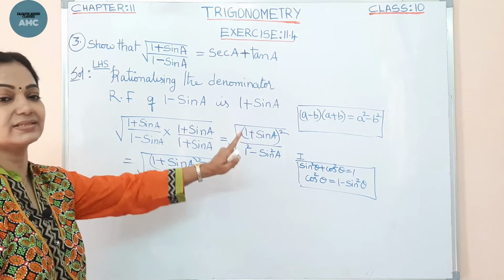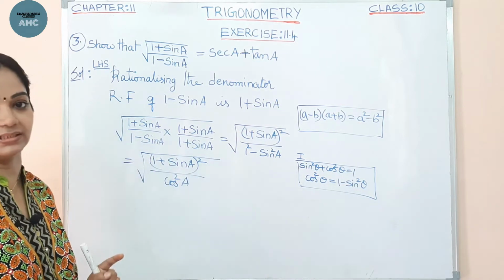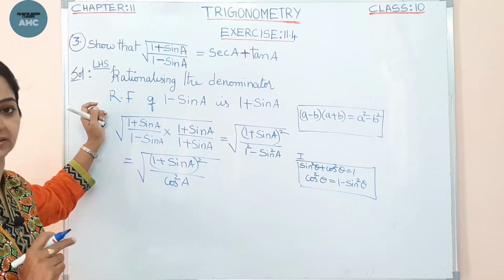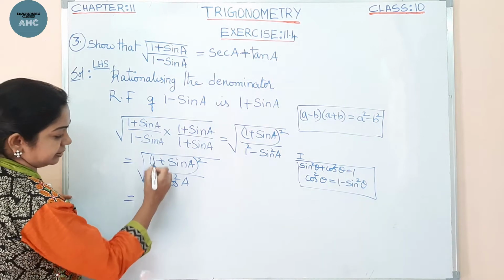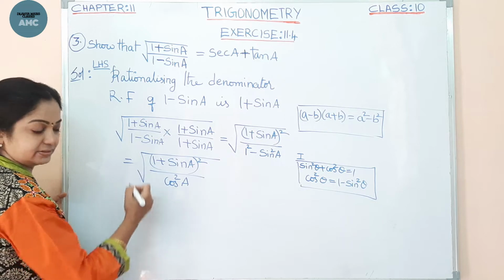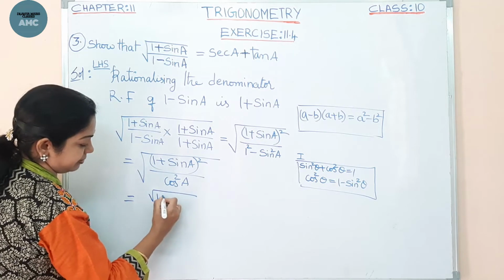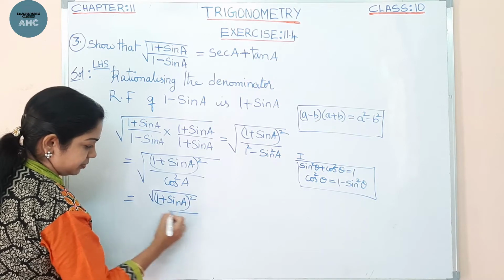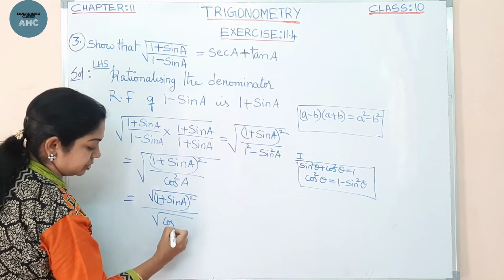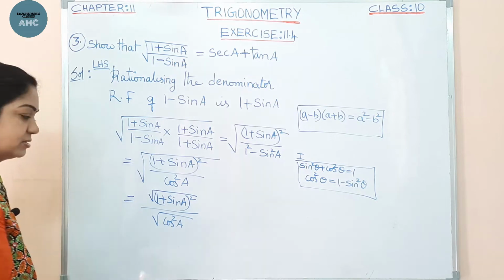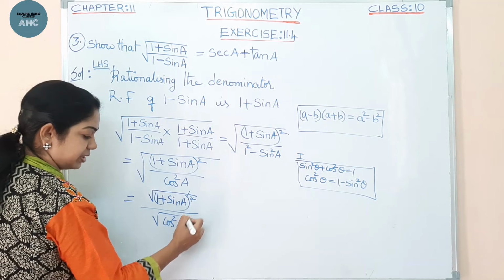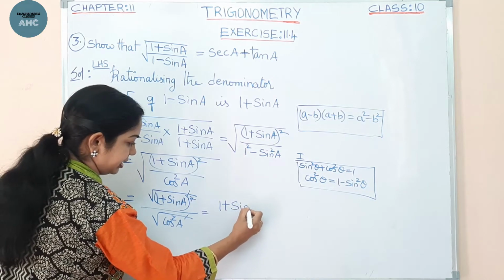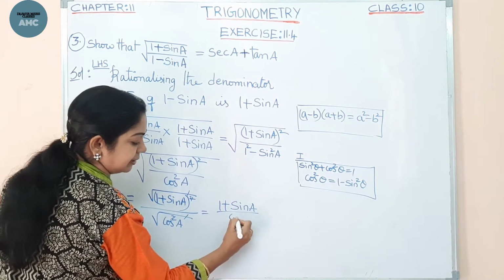Now, throughout the exercise, we will be using the identities. This is an important exercise wherein you get questions for the examination for 4 marks. Here, if you split the square root, so square root of 1 plus sine A whole square by under root cos square A. Now, you can cancel off the square root and the square. This simply becomes 1 plus sine A by cos A.